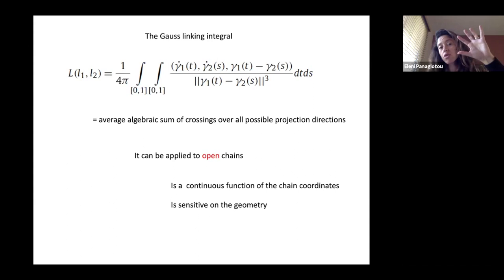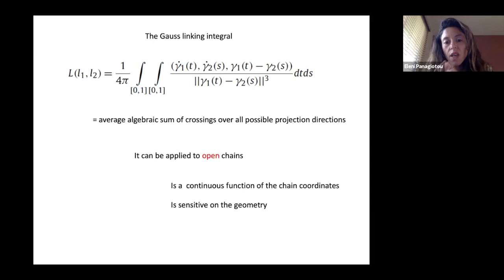Well, for a closed curve, that is a number we said is an invariant. It doesn't depend on which projection you choose to compute it. But for an open curve, this number does depend on the projection. But if you take the average over all possible projection directions of this half algebraic sum of crossings, then it gives you a number that is independent of the projection, and it depends just on the configuration of the curve in three space.